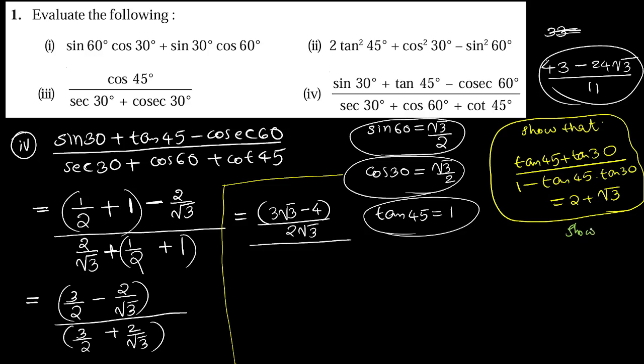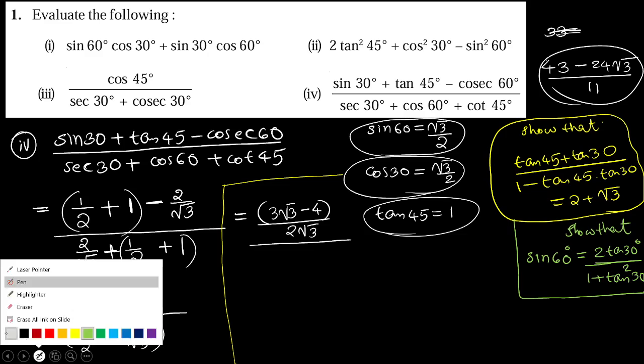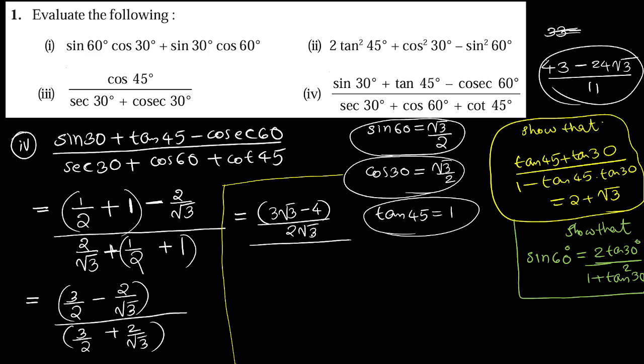Show that sin 60 degree equals 2 tan 30 degree divided by 1 plus tan square 30 degree. Yukta, show that question. Sin 60 equals 2 tan 30 by 1 plus tan square 30. Others, please listen to this problem.